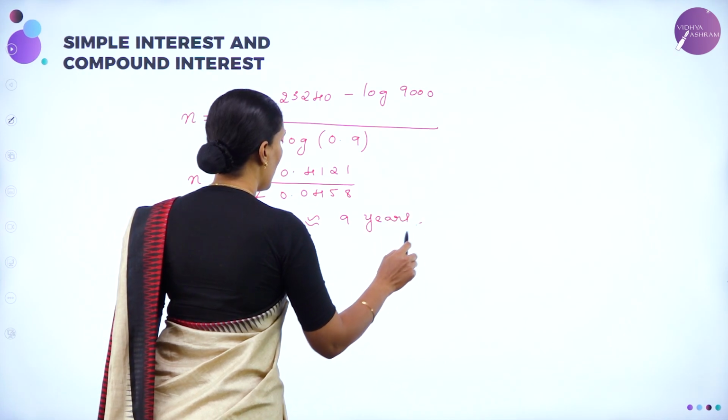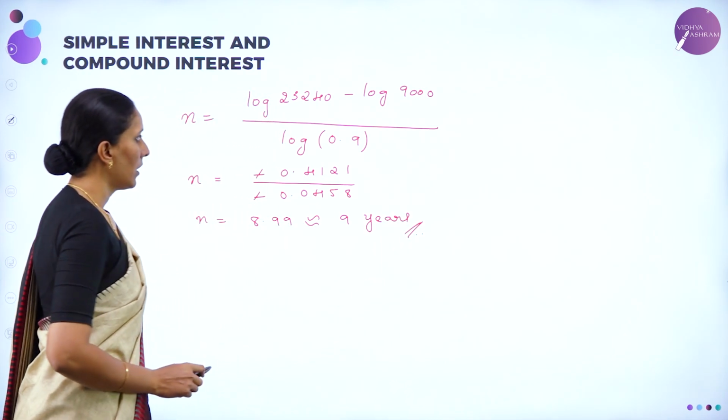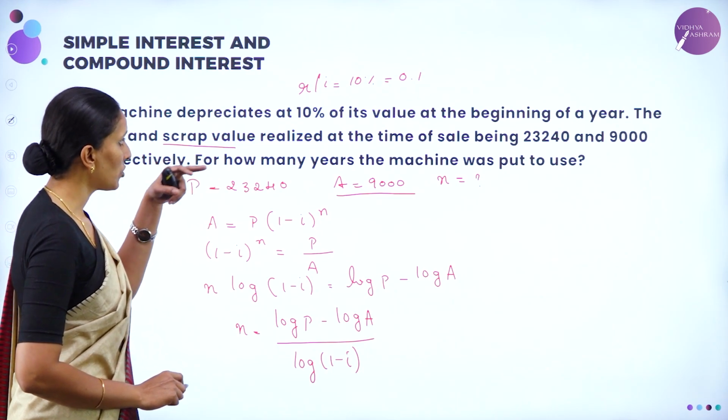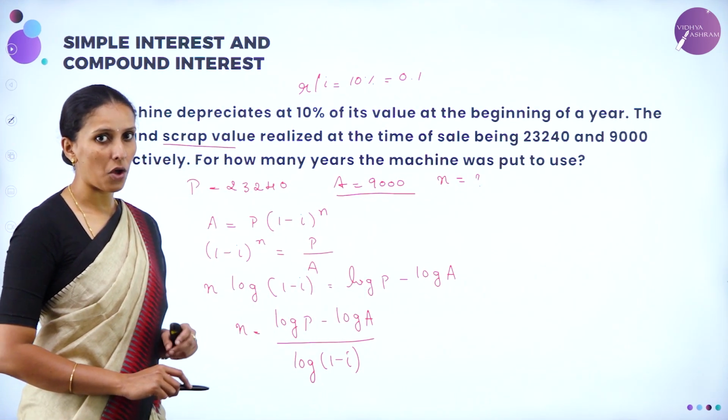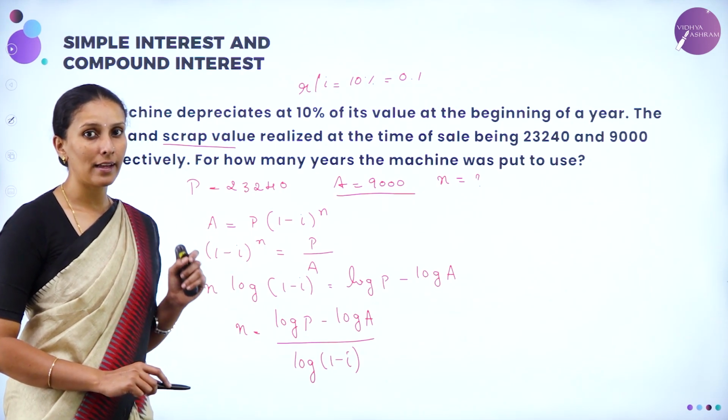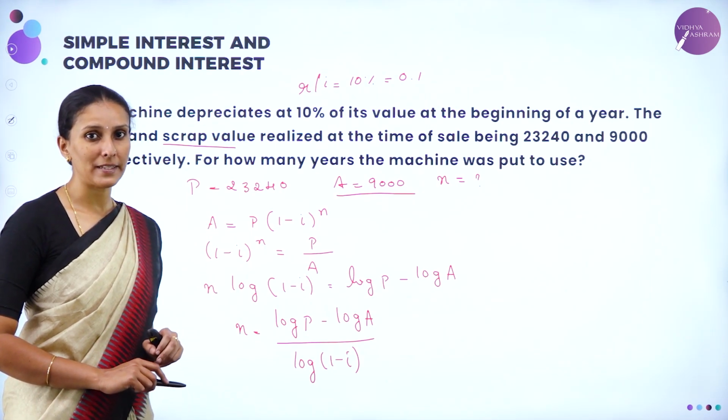So therefore, after 9 years, the value of the machine, which was 23,240, reduces to 9,000. So 9,000 is called the scrap value or the amount of depreciation.